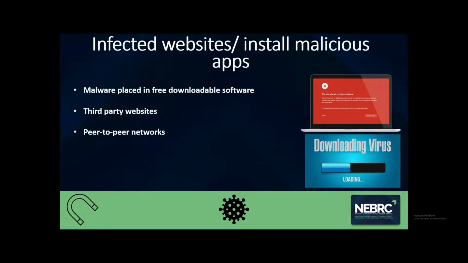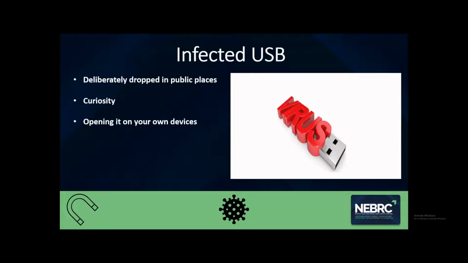Another way that malware can get onto your devices is that it can be added to software that is freely downloadable and then installed by yourself. This software normally comes from third-party websites or files shared through peer-to-peer networks. Hackers use a technique to entice you to open infected USB sticks on your device by deliberately dropping them in public areas. If you fall for this trick, then this is one of the ways you could get malware.